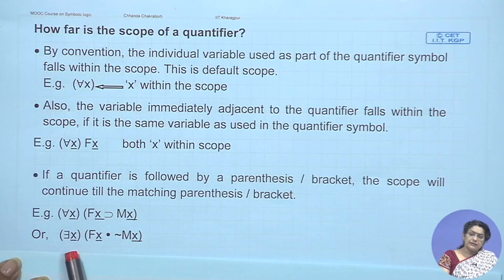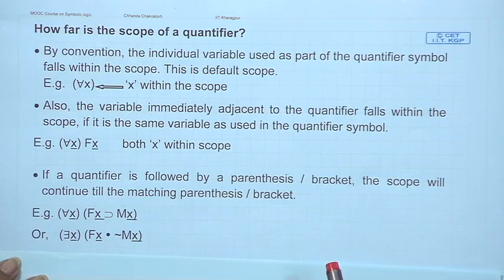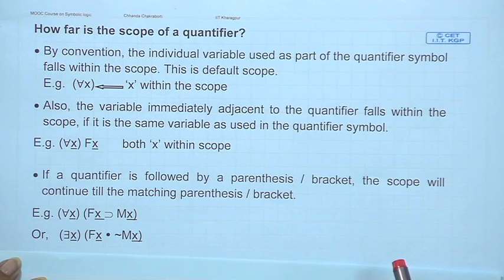So, this x by default is part of the quantifier and is within the scope. This is being adjacent, and this is because there is this parenthesis all around it. And now you probably understand why we have been using this parenthesis all along with the quantifier expression, mainly to indicate that the scope of the quantifier is from here to here.